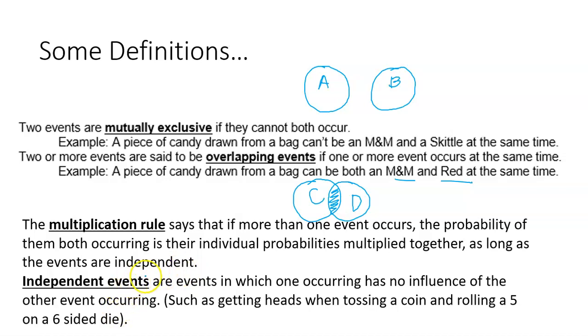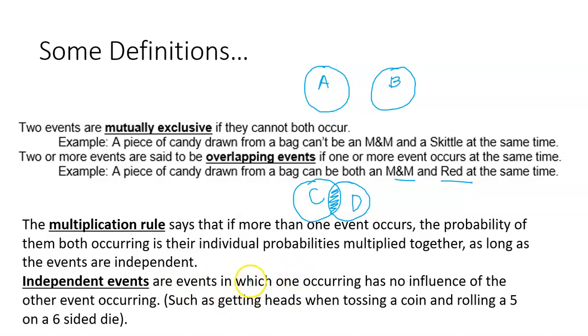For example, if I toss a coin and I get heads and I roll a die and I get a 5, those two events have no influence on one another. Tossing a head or a tail has no influence on which number I'm going to land on when I roll the die. So those are independent events. If I wanted to use the multiplication rule here, if I'm tossing a coin and I'm rolling a die, the probability of both getting a heads on the coin and rolling a six-sided die would be the two individual probabilities multiplied together.